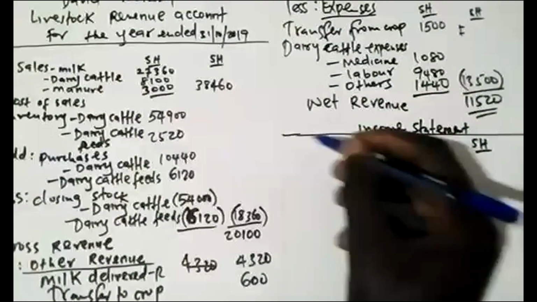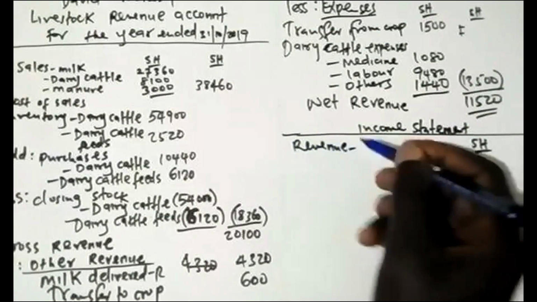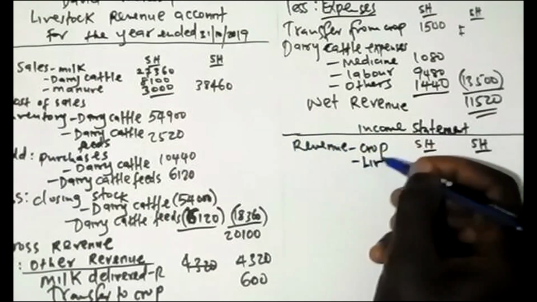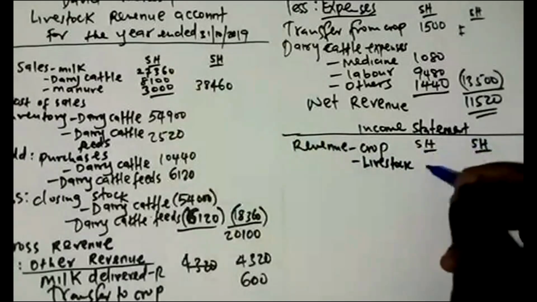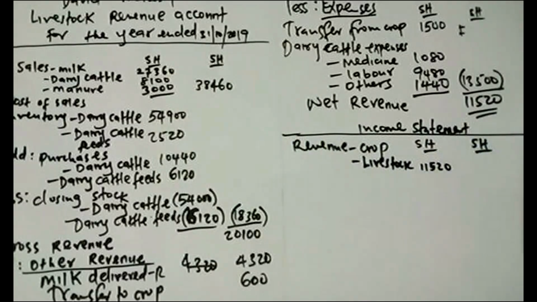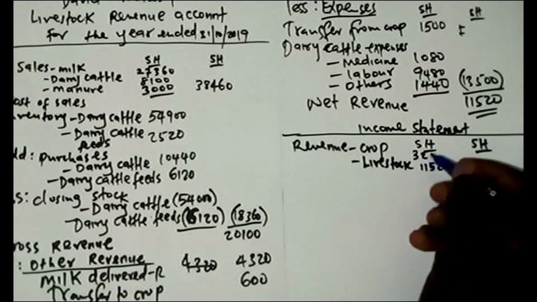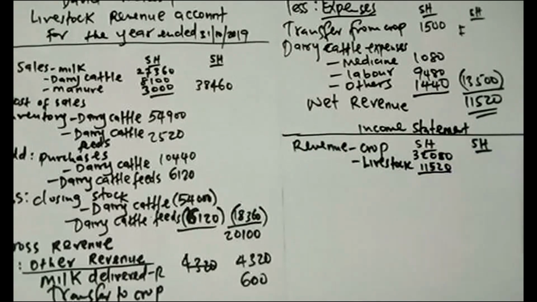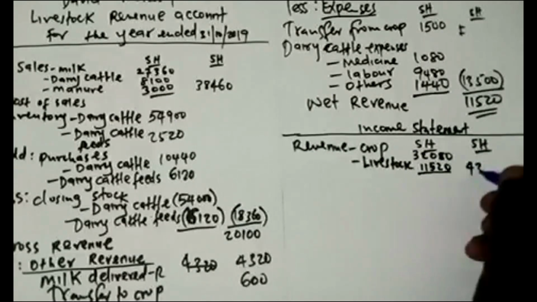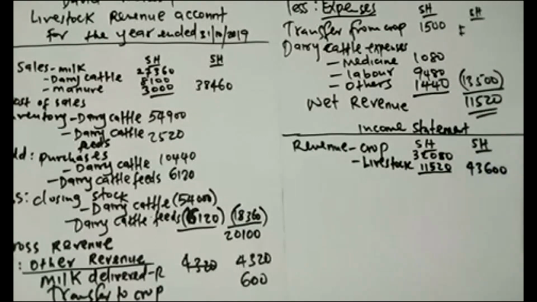We have to start from the revenue, from crop and from the livestock. From livestock, I can see here is 11,520. Crop revenue is 32,080. The total of these two is 43,600.